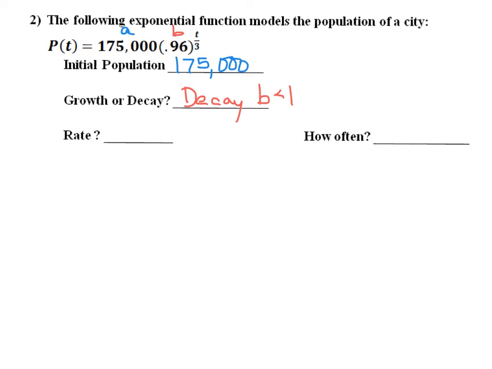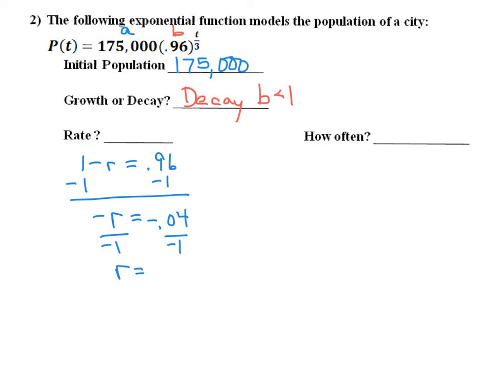When I have decay, I know that the b this time is 1 minus r. So 1 minus r must equal 0.96. Now let's be careful with our signs here. We're still going to subtract 1 from both sides of the equation. So we get that negative r is equal to negative 0.04. Dividing both sides of the equation by negative 1, I get that r is equal to 0.04.